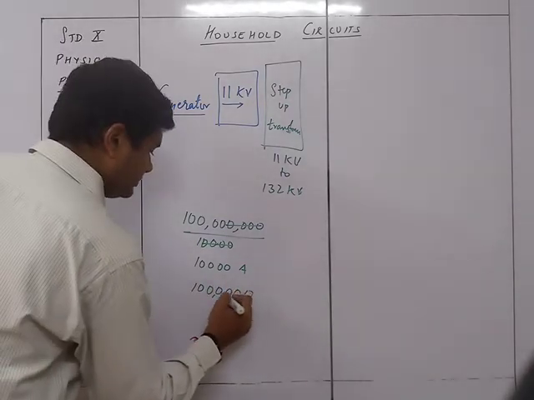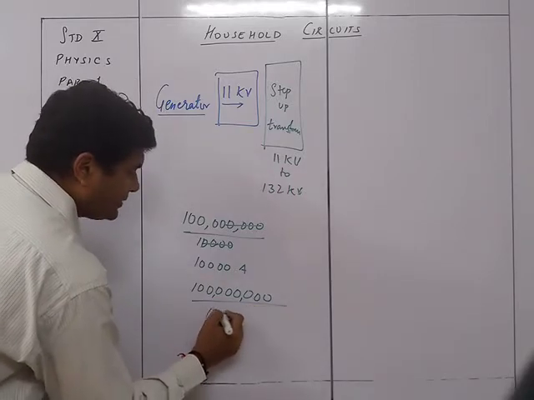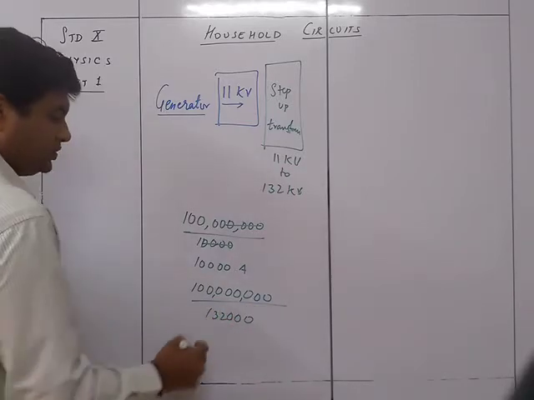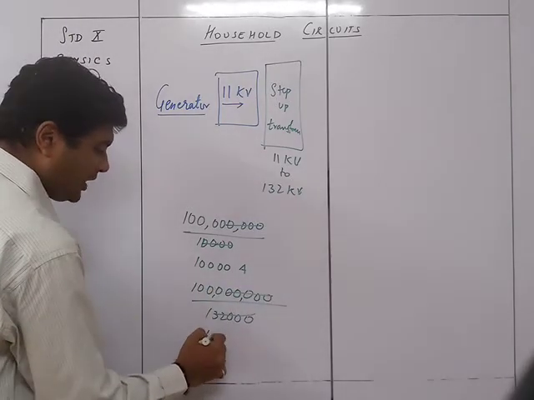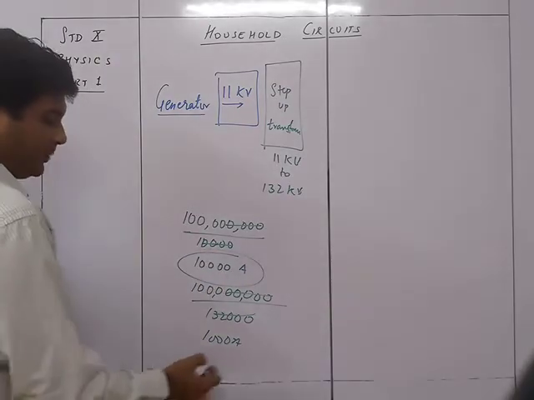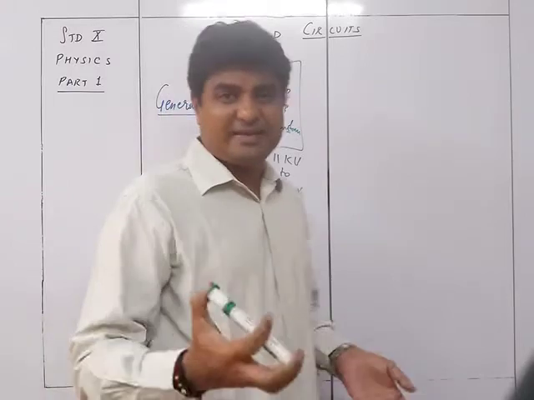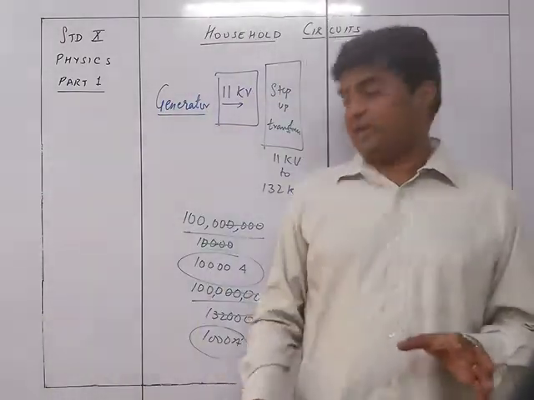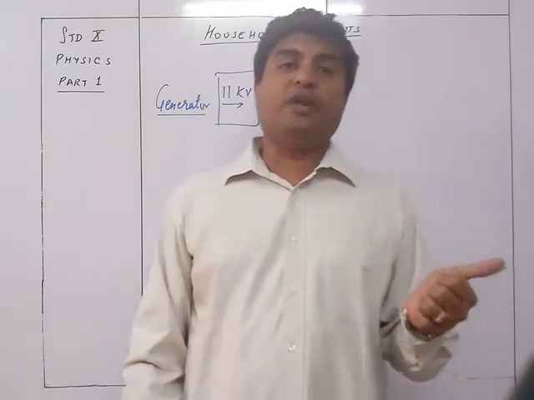100 megawatt upon, this is now 132,000. So approximately 5 zeros get cancelled now. So it is around 1000 ampere. So you can see that instead of 10,000 ampere, we are having almost 1000 amperes or even less than that. So by reducing the amount of current, I am reducing the heating effect of electric current.